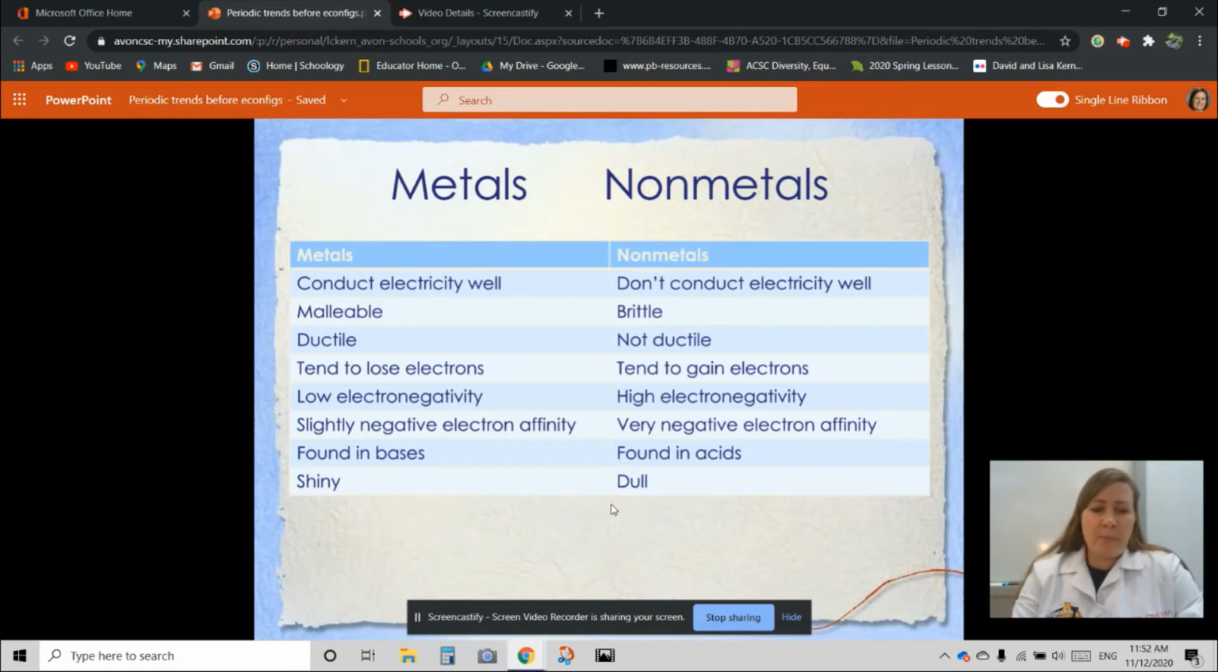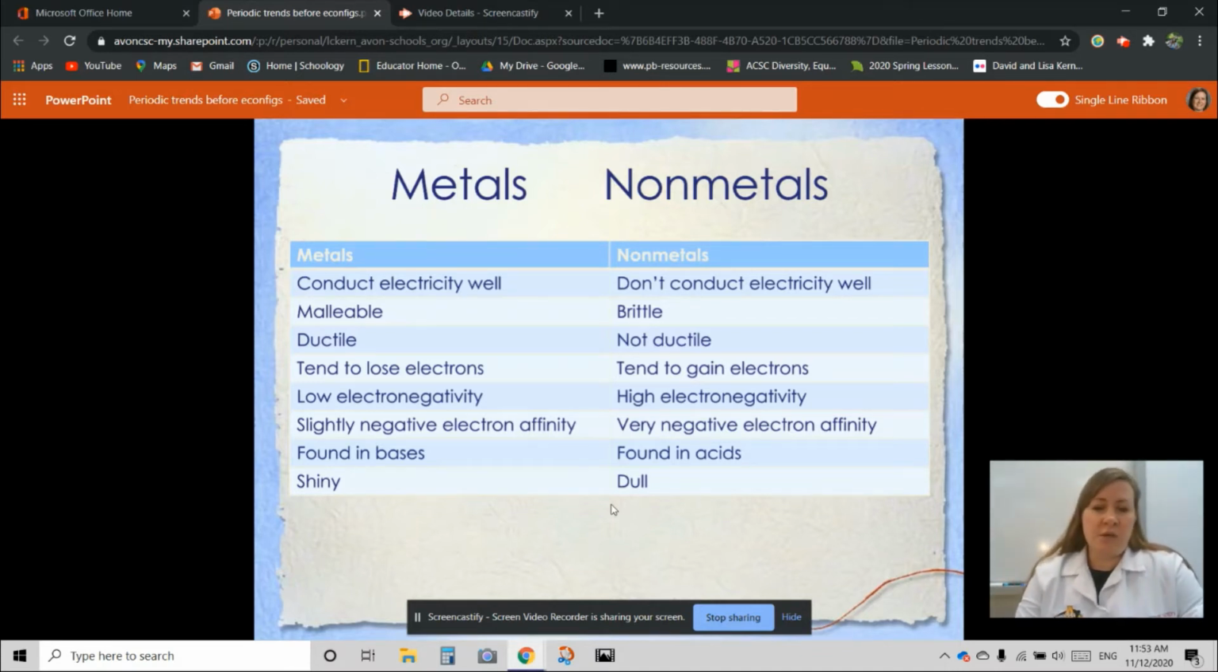So, properties of metals and nonmetals that you need to know. Metals conduct electricity well. They are malleable, which means if you hit them with a hammer, they don't shatter everywhere. They dent. They are ductile, which means you can draw them and stretch them out into a wire. They tend to lose electrons in reactions. They have low electronegativity, which we'll talk about later, and slightly negative electron affinity, which we'll talk about later. Metals tend to be found in bases, and they're shiny. So if you're asked to give me a couple properties of metals and you include the word shiny, you get credit for that. It seems kind of silly because it's so obvious, but it's true.